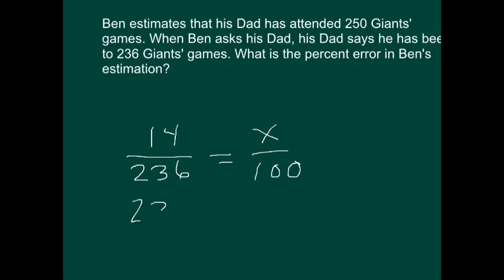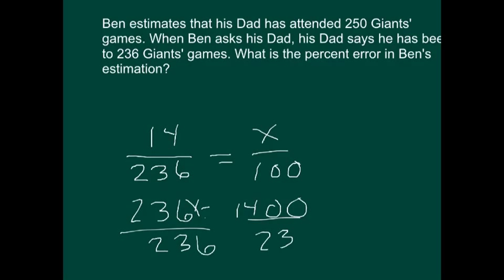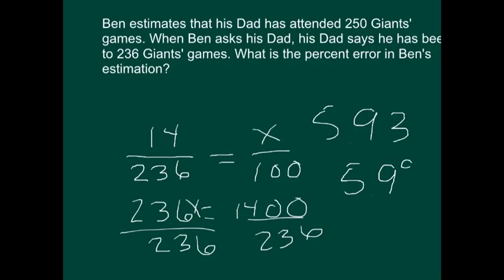So then when you cross multiply, you get 236x equals 1400. You divide by 236, and you get 5.93, which rounds to about 5.9%. So Ben was approximately 6% off when he estimated how many Giants games his dad had been to.